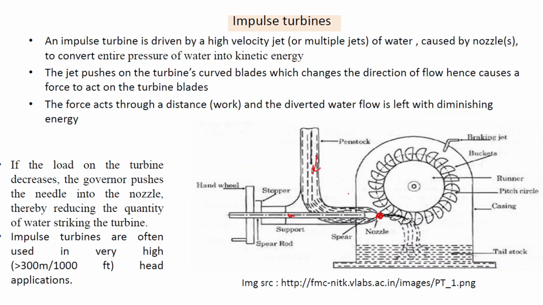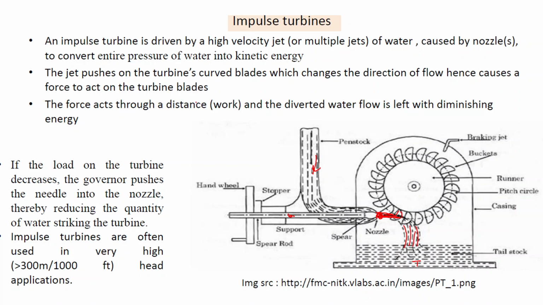When this water comes from the nozzle, high pressure water flows to the blades of the turbine in a tangential direction. As you can see, it is a tangential direction. Here this is high energy water, and after coming in contact with the blades, the direction of the water changes and it flows into a tail race, and here the energy is reduced.